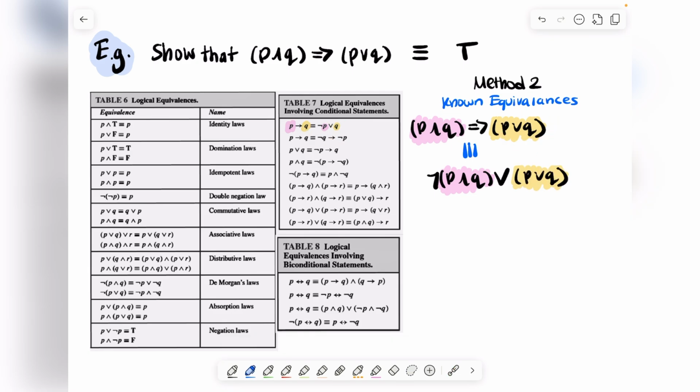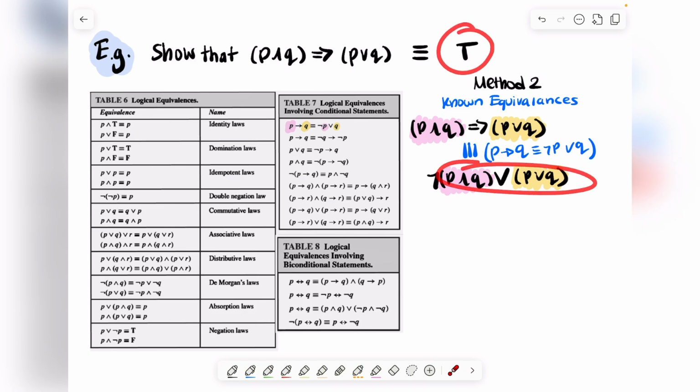And you always want to write down what you used. So we used this, but because it doesn't have a name, like a domination law, identity law, whatever, I'm just going to write a known equivalence. This is just something that we know is already equivalent and we're allowed to use. Now the problem is this is still not looking like this side. So we keep going. We say, okay, what is this equivalent to?